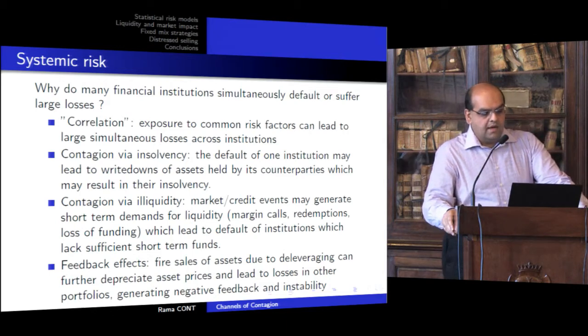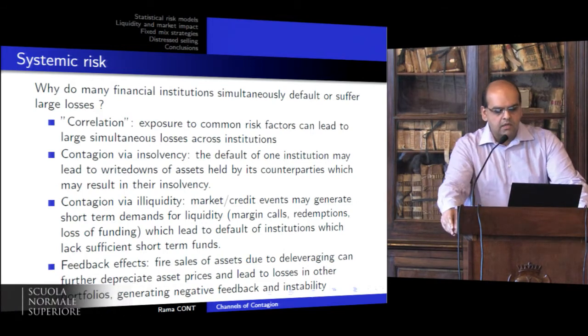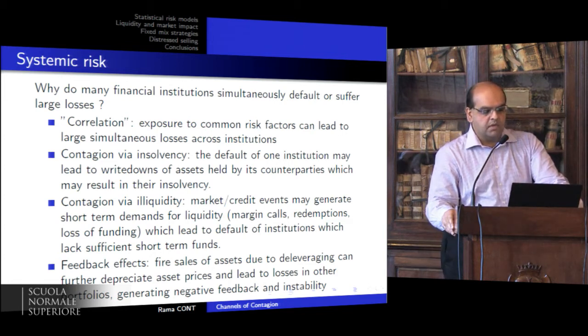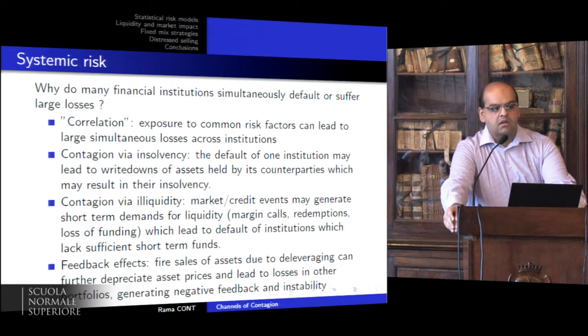Then what we have had a lot in the recent literature is discussion of network models and how the counterparty networks that link various financial institutions can also lead to contagion, and some speakers alluded to this earlier. You can have contagion via insolvency or illiquidity, because the default of one institution can lead to the loss of the assets held by its counterparties, which may then result in their insolvency, or it can generate margin calls, short-term demands for liquidity, which if they cannot be met by these institutions can lead to default.